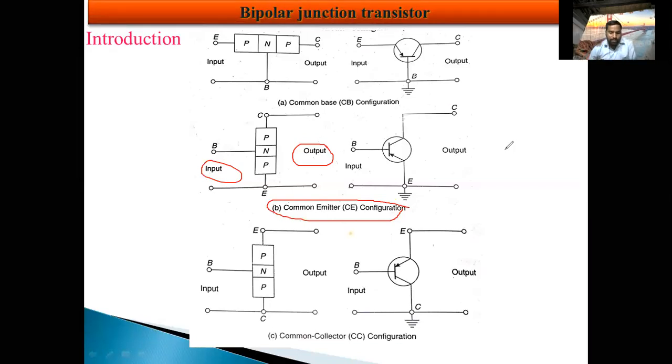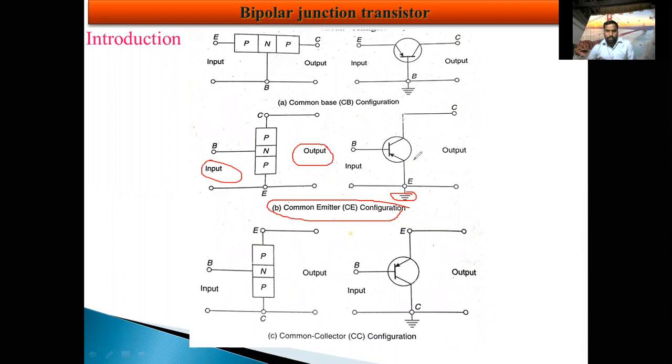Emitter configuration: the emitter is connected to both input and output and is earthed here. This is the earthing also. The input is given across base and emitter, while the output is taken across collector and emitter. Now the common emitter is taken as common to the input and output.